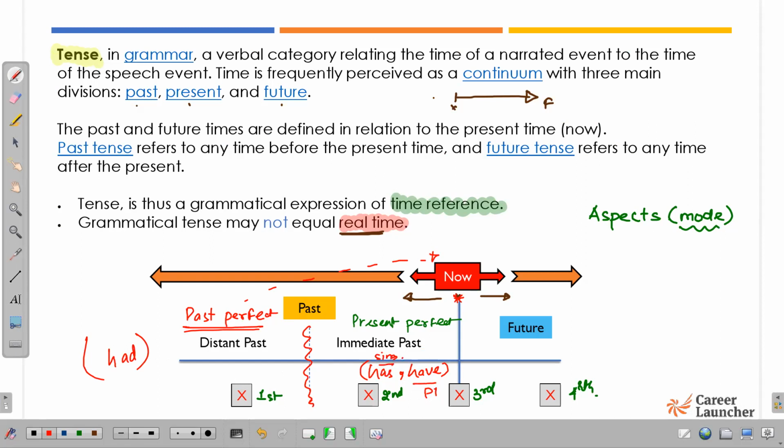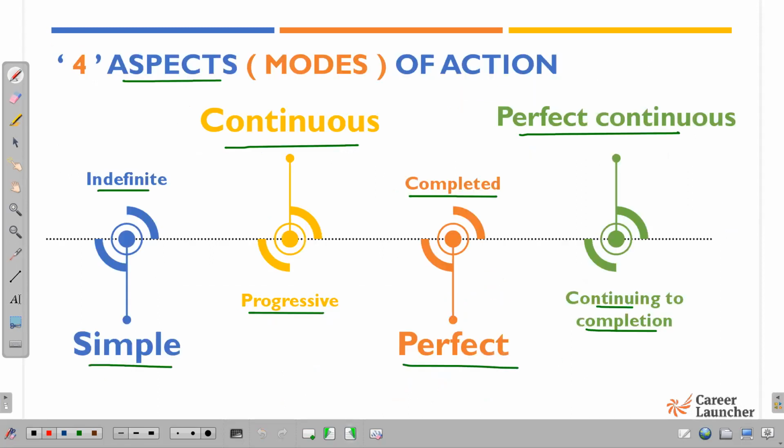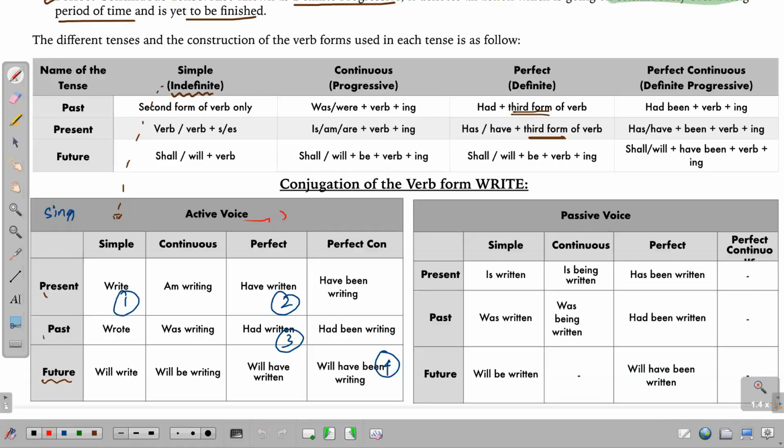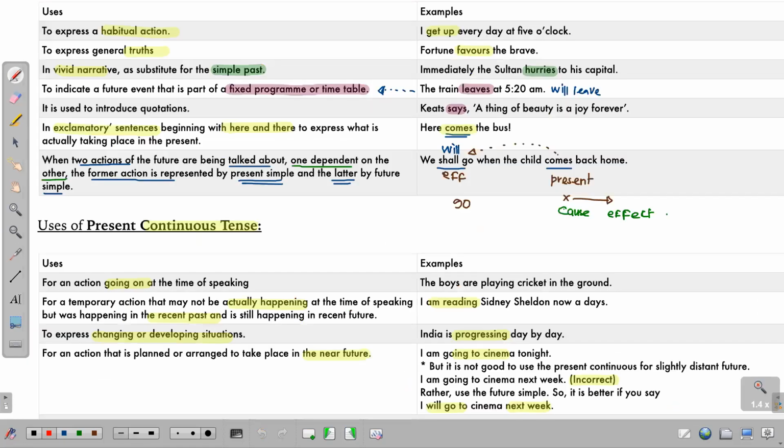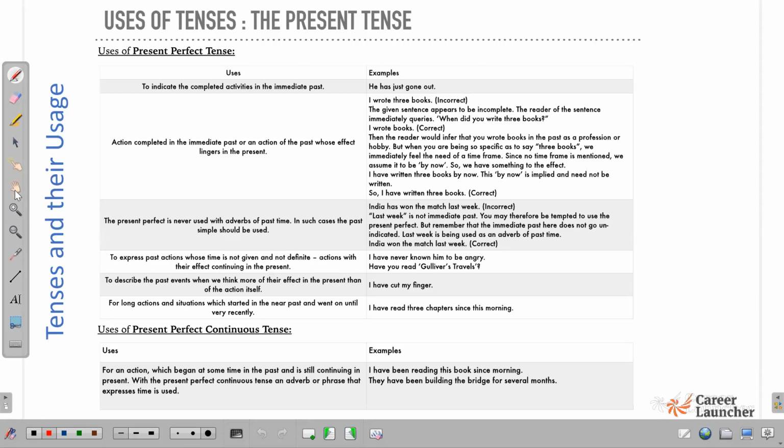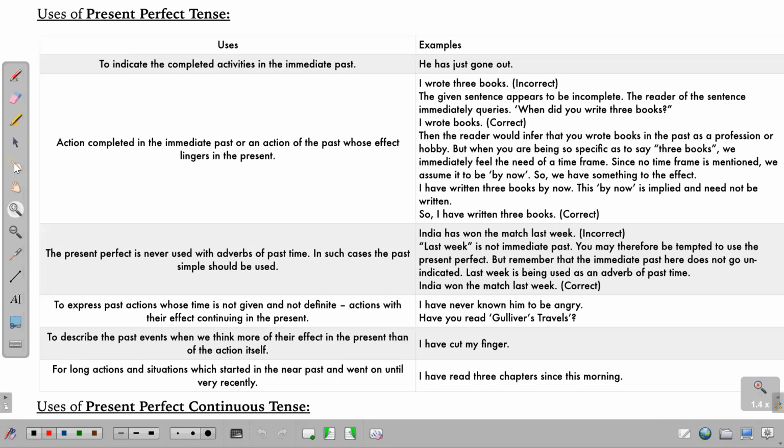So just keep that in mind. Okay, and if you understood that particular point of reference, I think present perfects will not confuse you, right? Because, for example, in this case, we can say it is used for immediate completed activities in the immediate past. So, he has just gone out. So has, not had. But look at this one. He wrote 3 books is actually incorrect.